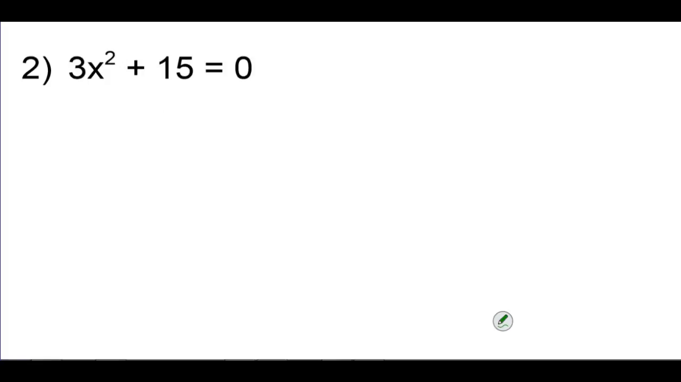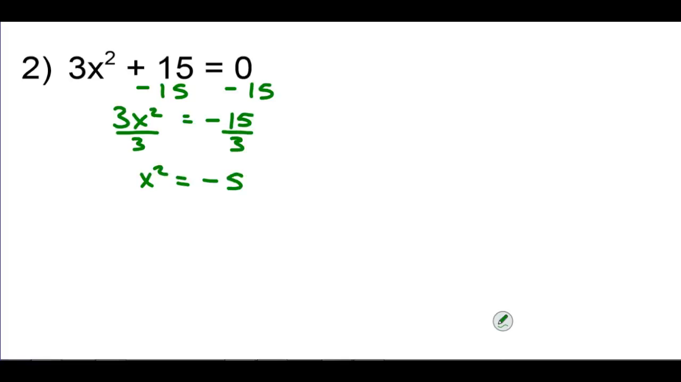And we move that plus 15 to the other side of the equation, making this equation 3x squared equals negative 15. Then we divide both sides of the equation by 3, and we have x squared equals negative 5. Then we take the square root of both sides of the equation, and x equals plus or minus the square root of negative 5.